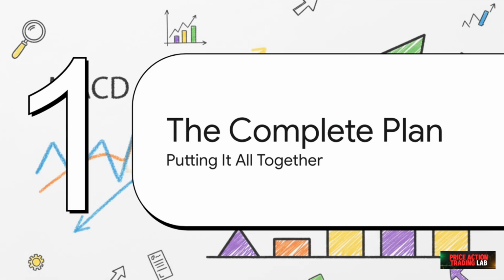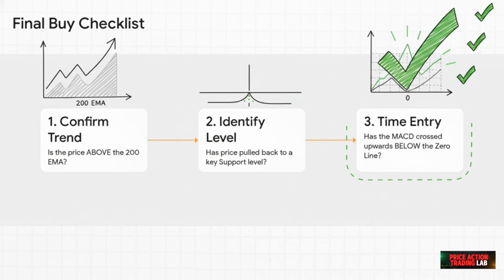All right, we have all our components. We've got the MACD for momentum, the 200 EMA for the trend, and support levels for our timing. Now let's put this whole puzzle together. And here it is, the final strategy, boiled down to a dead simple 3-question checklist. Number 1, is the trend on our side? 2, is the price at a smart, logical entry point? And 3, is our momentum indicator finally giving us the green light? When you can answer yes to all 3, that's our high probability trade signal.